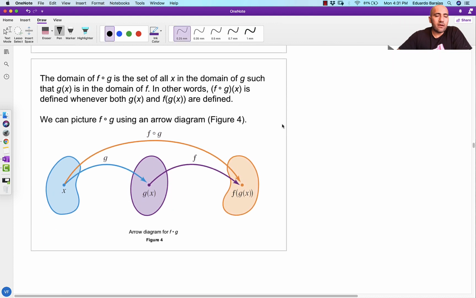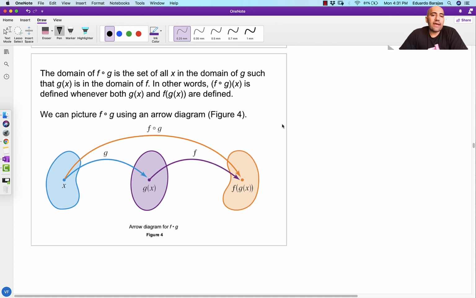Okay, so the domain of f composed with g is the set of all x in the domain of g, such that g of x is in the domain of f. In other words, f composed with g of x is defined whenever both g and f composed with g of x are defined. Okay, we can picture f composed with g using an arrow diagram, such as this.